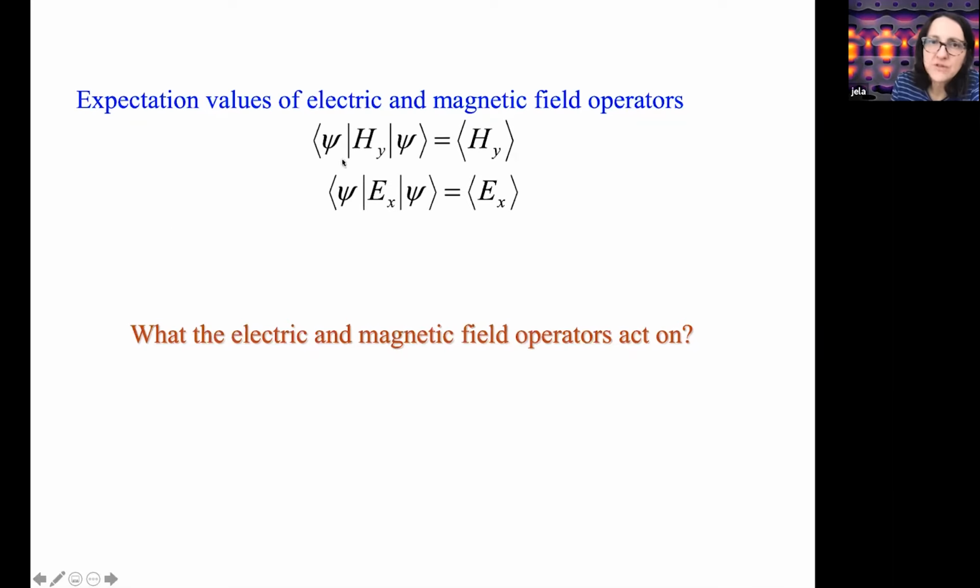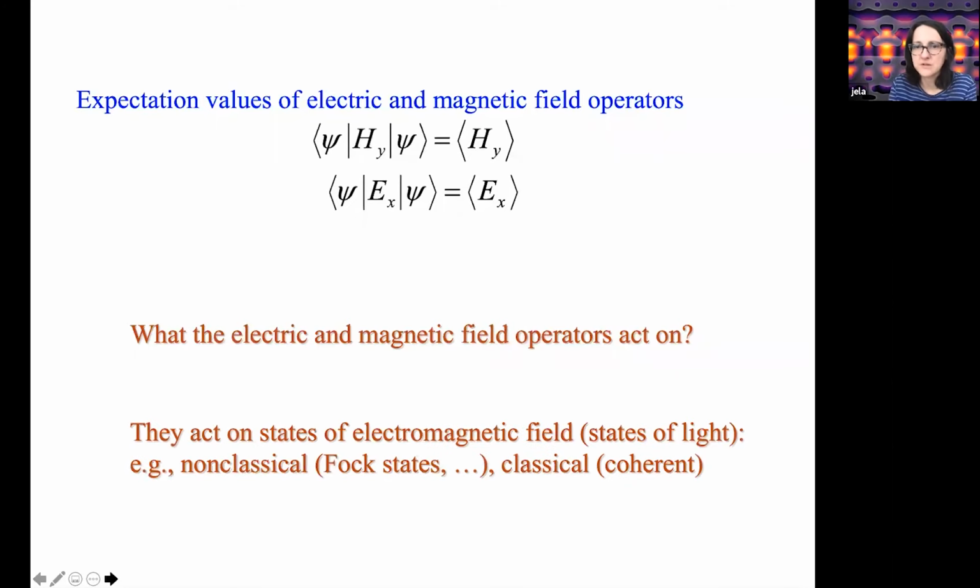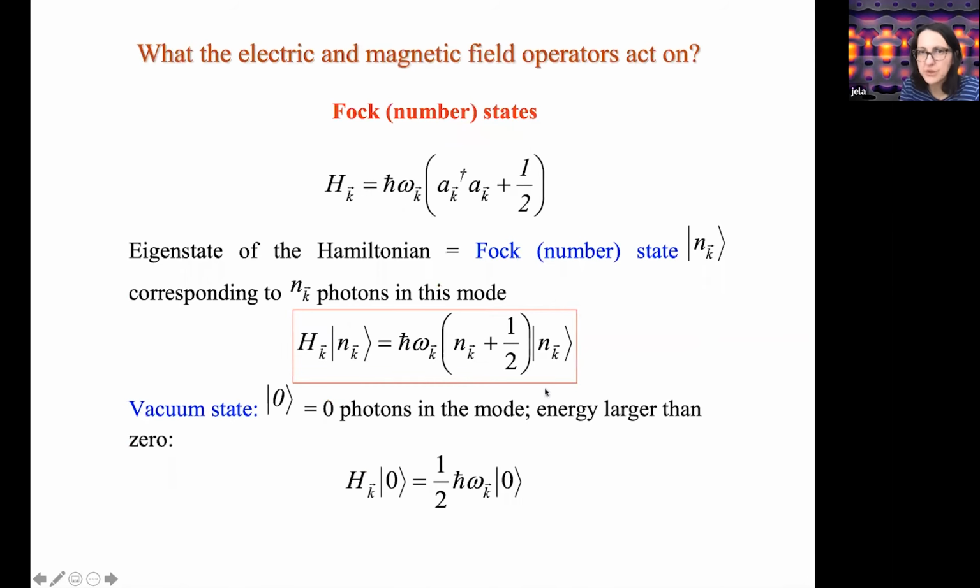So psi, for example, could be a Fock state where you have a precisely defined number of photons, or it could be some superposition of Fock states. And depending on what superposition you have, you can have a variety of different states of the electromagnetic field, right? You can have non-classical states of light, or quantum states of light, such as Fock states, or you can also have classical states of light, such as coherent states.